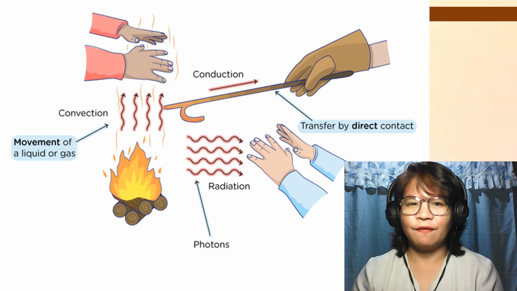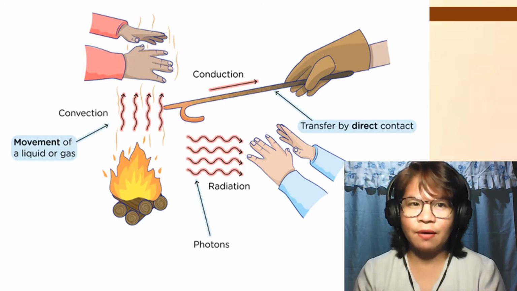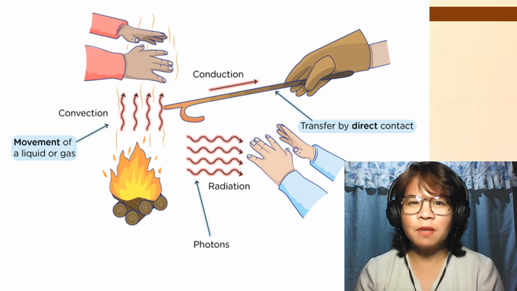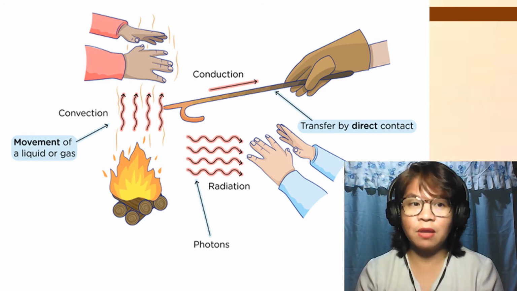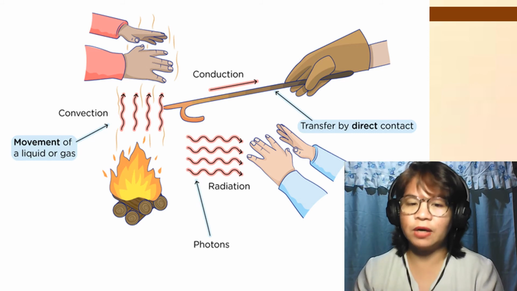Now that we understand the conditions necessary for heat transfer to occur, meron bang sitwasyon na makikita natin ang tatlong process? Yes, let's find out. First is burning of logs. The movement of liquids or gas shows convection, while transfer of heat by direct contact is conduction. And then the photons from fire is radiation.